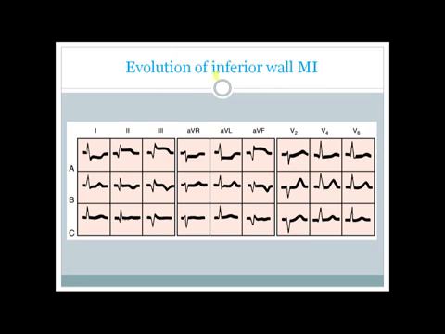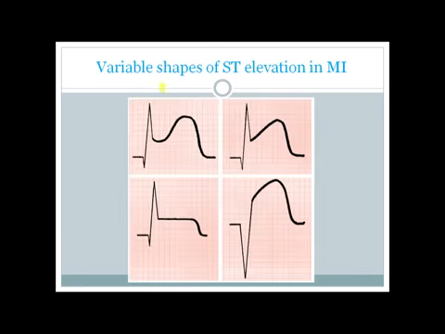Now you can see evolution of inferior wall MI. Why are we calling it inferior MI? Because you can see some ST elevation in leads 2, 3, and AVF. So you can see the ST elevation here, and here. And those ST elevations are actually replaced by T inversions after some time, and ultimately those changes will be normalized after days or weeks. Actually, the ST elevation in MI can have different types of shapes, so it can look like this, or directly spiky, or be flat, or just have a dome shape.